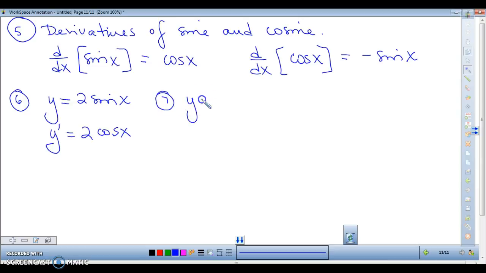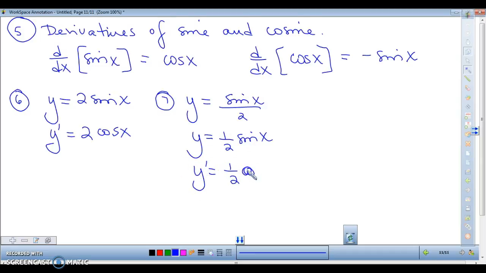Let's say that you have it as y equals sine x over 2. You can look at that as 1/2 sine x. And so your derivative would simply be 1/2 cosine x, because you're going to bring down the 1/2 as your scalar, and the derivative of sine is simply cosine. You can rewrite that as cosine x over 2 if you want, but you really don't have to.